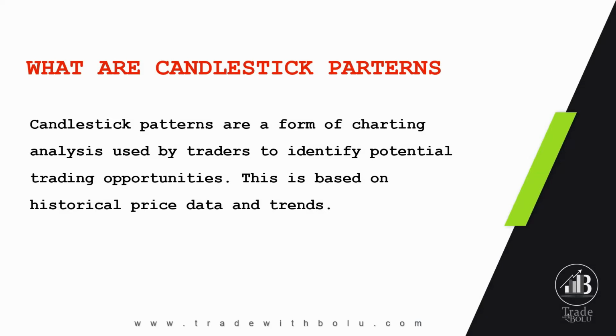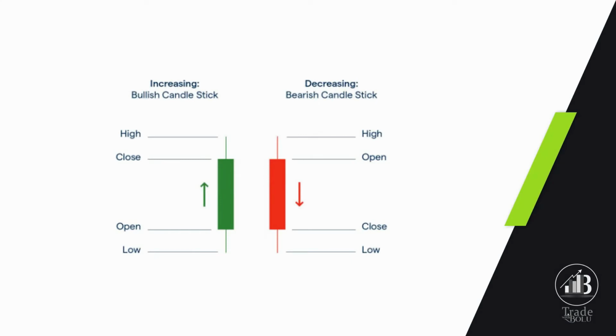So let's move on. Here, for example, we have the increasing candle, as you know it to be green, and the decreasing candle, which is red. They are also known as the bullish candlestick or the bearish candlestick. So this is the description of a candle. Let's consider the first one, the bullish case. We have the high of the candle, and we have the close here.